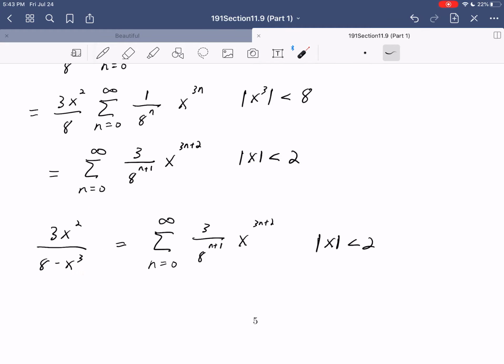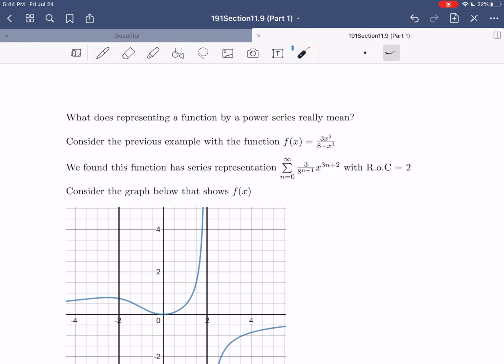Okay. We're almost ready to start talking about the other manipulations, differentiation and integration, and talking about how calculus applies to these power series. But before we do that, I'd like to take a closer look at this right here. What exactly does this equality that we just established really mean? So let's go ahead and talk about that for a couple moments. So, what does representing a function by a power series really mean?